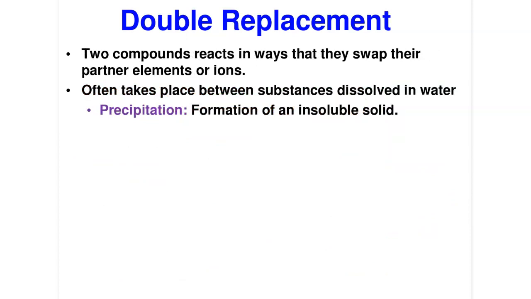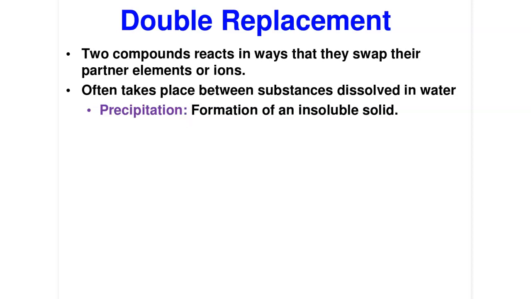Now, the next one we're going to be looking at is double replacement reaction, or double displacement, or double decomposition, whatever thing you call it, depending on who is the author. These are all correct names. Now, here, this is a fair competition. Two compounds react in such a way that they exchange or swap their partner elements or ions. And now they're divided into two.